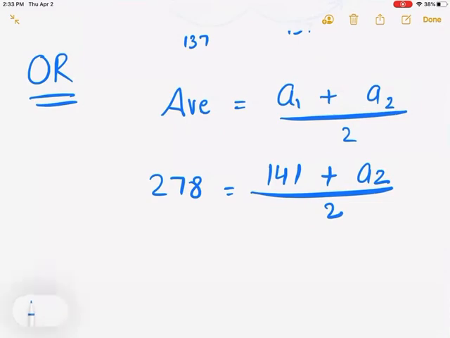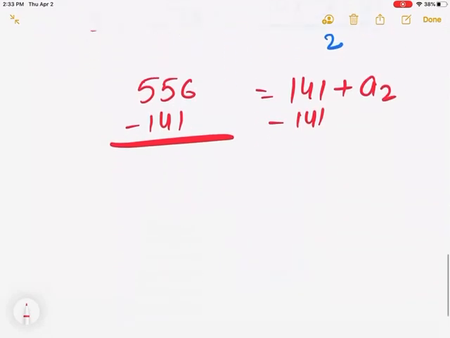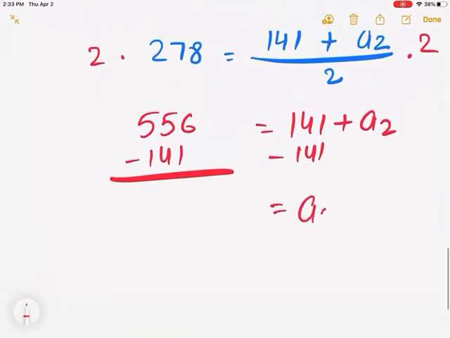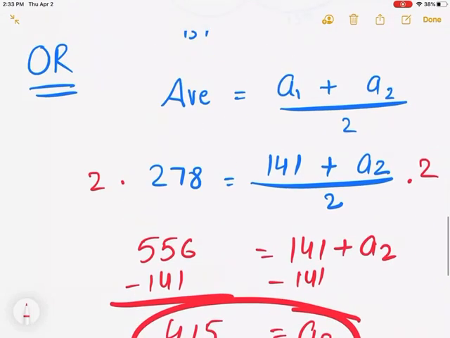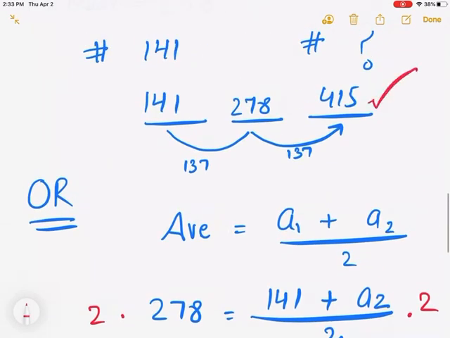I would multiply by 2 on both sides. So 278 times 2 is 556, equal to 141 plus A2. Now I'll just take away 141. So my answer would be 415. So A2, which is the second number, is 415. Whichever way is easier, you can do it either this way or that way. It's the same thing. Whichever way is easier, you can follow that.